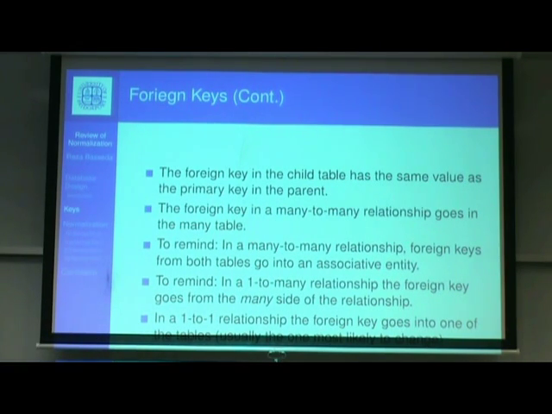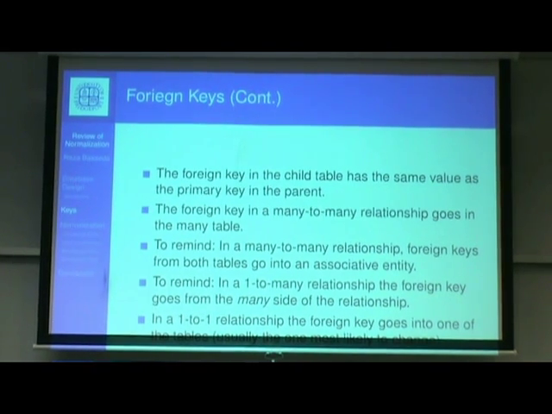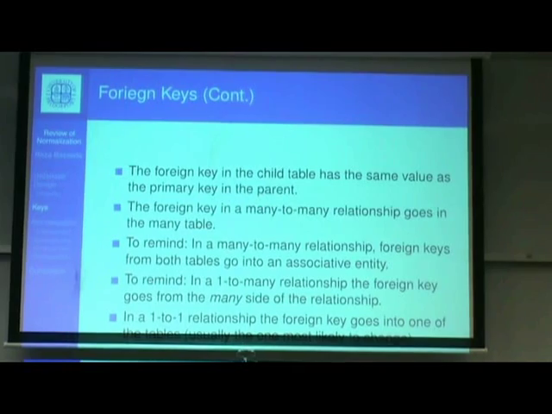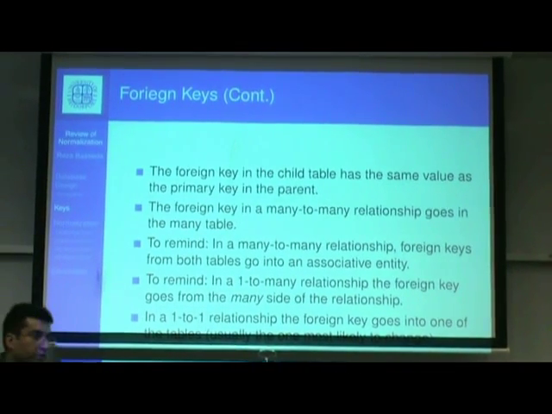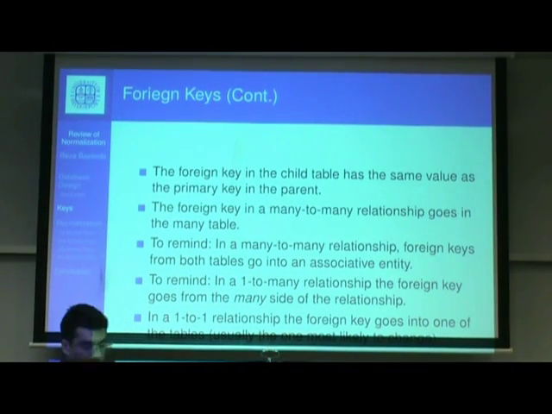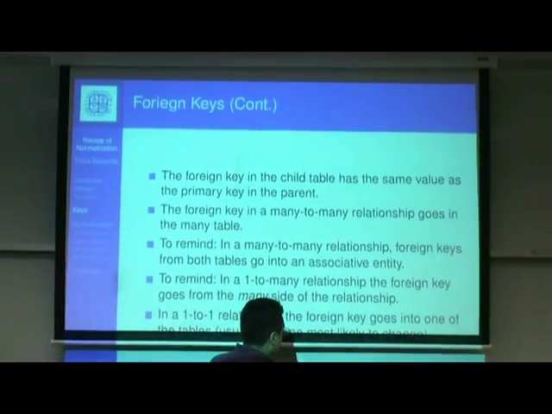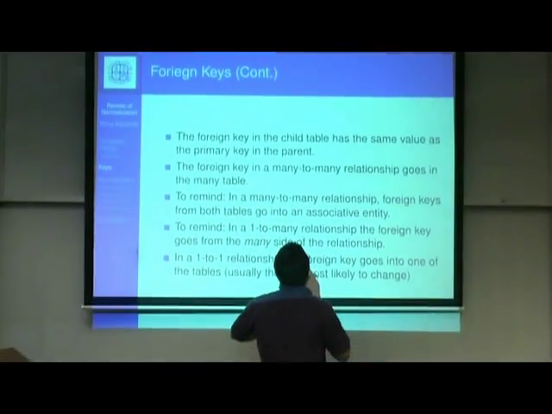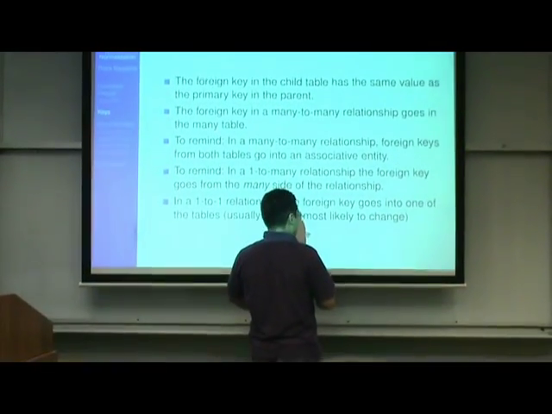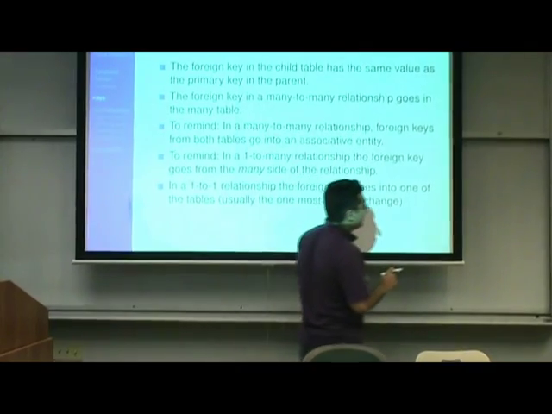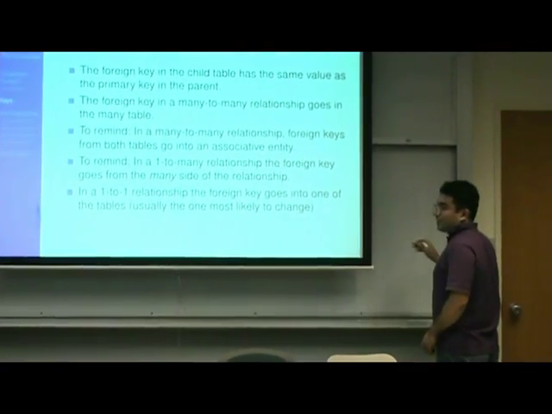So in a one-to-many relationship, the foreign key goes from the many side of the relationship to the one side of the relationship. Okay. For example, suppose that you cannot see over here, right?